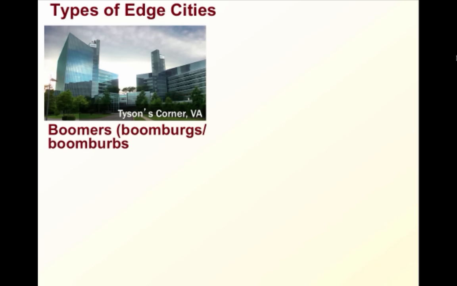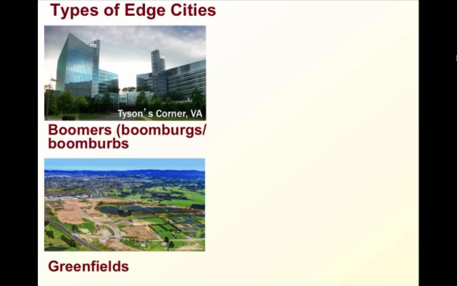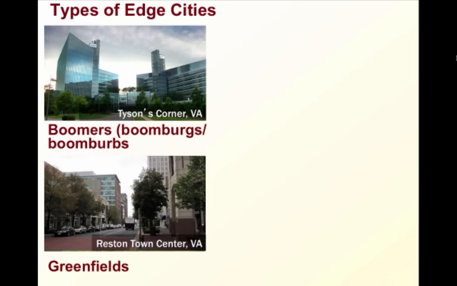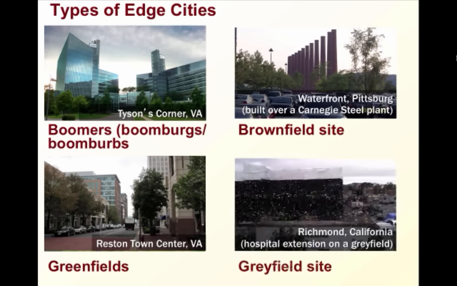Another type are built on what are called greenfields, which describe previously undeveloped land in a city or rural area, either used for agriculture, landscape design, or just left to nature. These edge cities are usually designed from the ground up and are located on the suburban fringe. Greenfields are in contrast to brownfields or grayfields. So brownfield sites are abandoned or underused industrial and commercial facilities that could be available for reuse. And grayfield sites refer to unused urban structures, such as abandoned strip malls or empty asphalt.